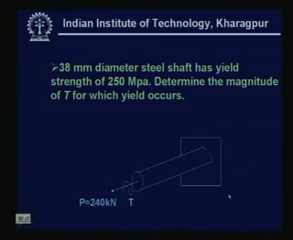Now, one of the examples is like this. You can see a 38 mm diameter steel shaft has a yield strength of 250 megapascal, and determine the magnitude of T for which yield occurs. Now, with our ideas, the steel shaft and yielding are synonymous. You understand the steel shaft is normally a ductile material, and yielding is also a failure situation for ductile materials.